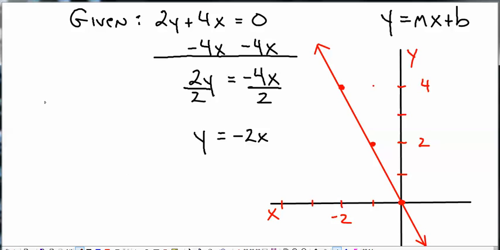Your assignment for today is going to be page 336. Eight through 12. And 18 through 22.